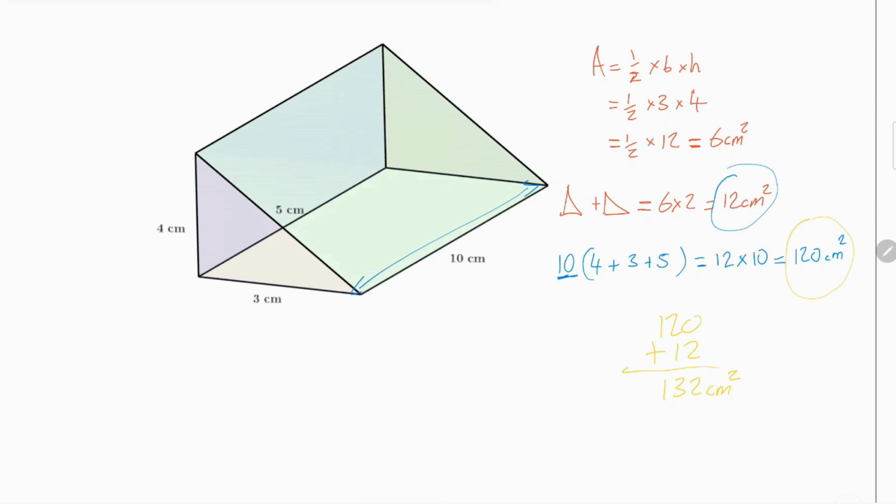Now, I don't know if this method is easier. You might find it easier. If you find it easier, try and use it. If not, just draw each face and find out the area of each face.